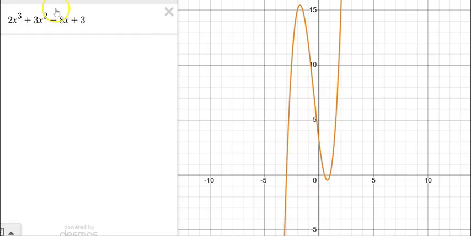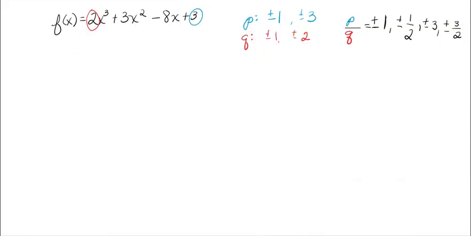So let's go back over to our polynomial and test them. So let's go ahead and test the 1. Okay, so I'm going to put the 1 up here outside my synthetic division box. And I'm going to put my coefficients 2, 3. I do not need any placeholders in this one. Negative 8 and 3. And let's see if 1 works.